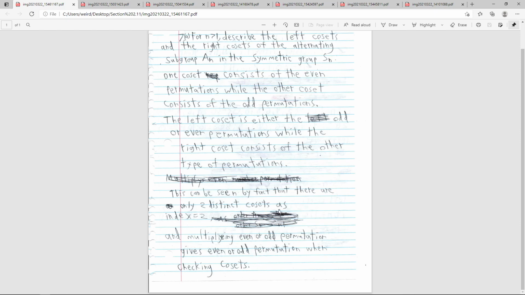This is a theory one, more of a statement than anything, just the idea behind what's going on. It's the even and odd permutations that are the left and right cosets of the alternating subgroup An in the symmetric group Sn.